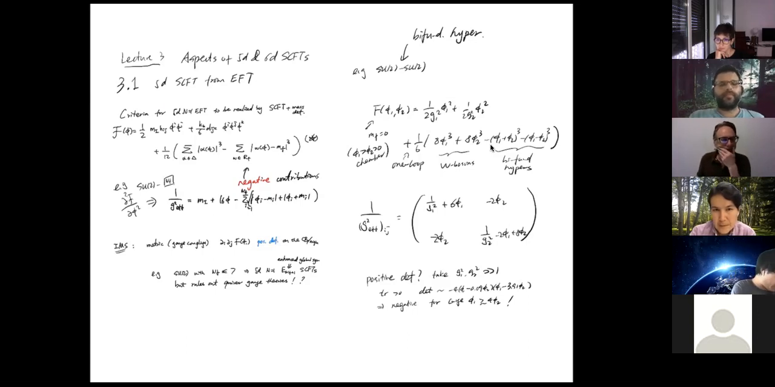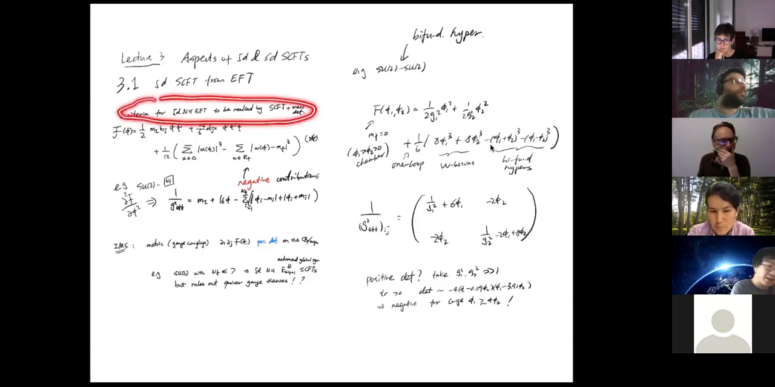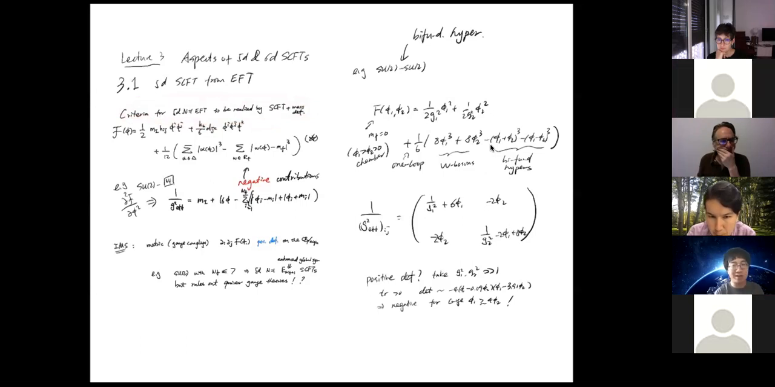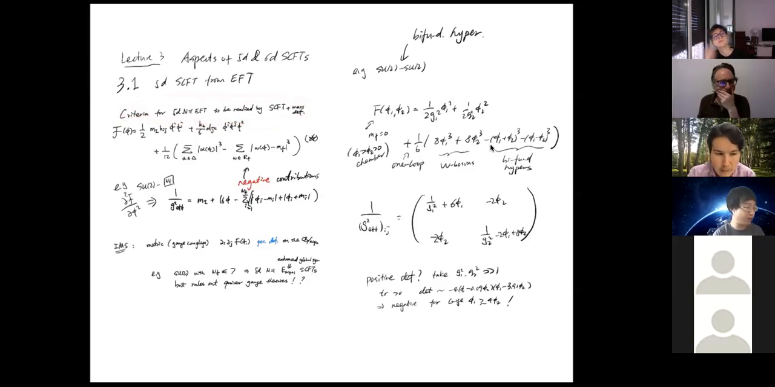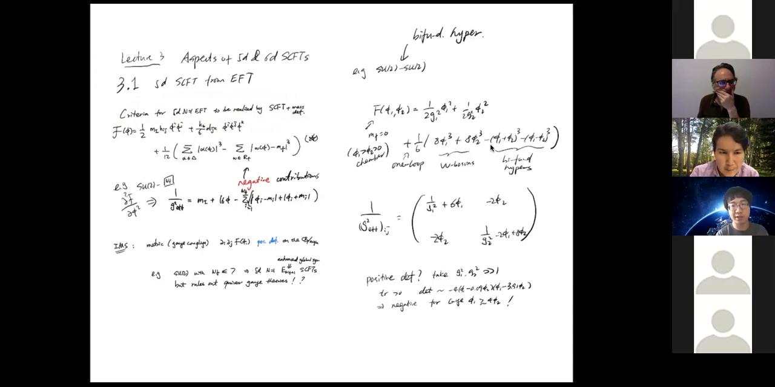So the goal here will be to look for, so you can write down some arbitrary 5-dimensional effective theory with arbitrary gauge group coupled to matter. The goal here is to cook up some physically motivated criteria that would tell you that there's a UV completion given by an SCFT, potentially upon mass deformation.